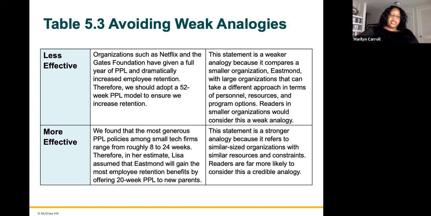Okay, now here's a better way of putting that. "We found that the most generous PPL policies among small tech firms range from roughly 8 to 24 weeks. Therefore, in her estimate, Lisa assumed that Eastman will gain the most employee retention benefits by offering 20-week PPL to new parents." This statement is a stronger analogy because it refers to similar-sized organizations with similar resources and constraints. Readers are far more likely to consider this a credible analogy.